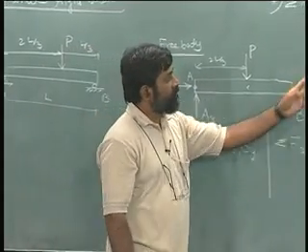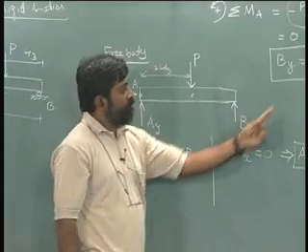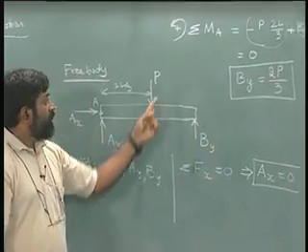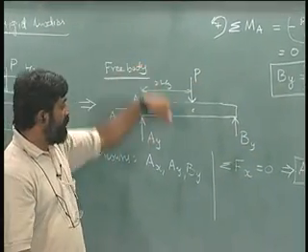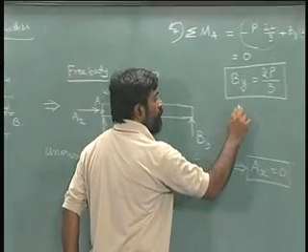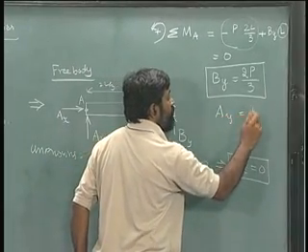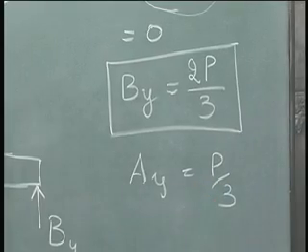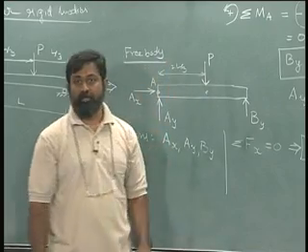And very simple, if this is 2p by 3 and this is p, the vertical equilibrium will automatically give you Ay equals p by 3, because Ay plus By is equal to p.